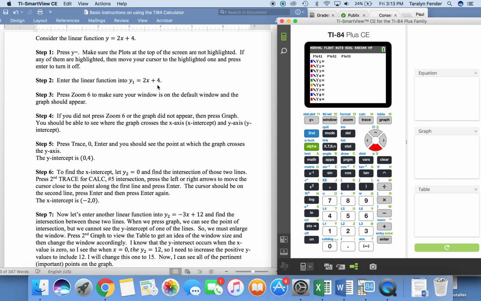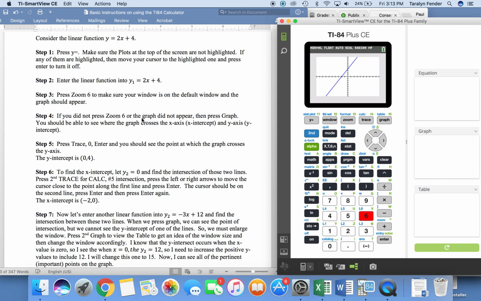We want to enter the function 2x plus 4. So use this X, not the alpha X, plus 4. Press zoom 6 to make sure your window is in the default window and that the graph should appear. If you did not press zoom 6 or your graph did not appear, then press graph.